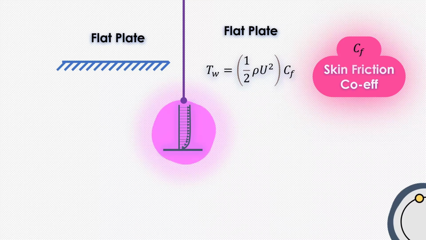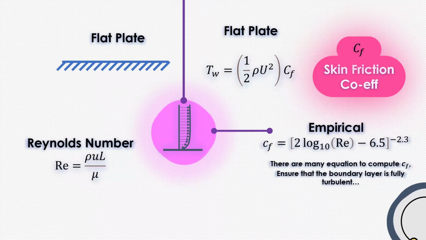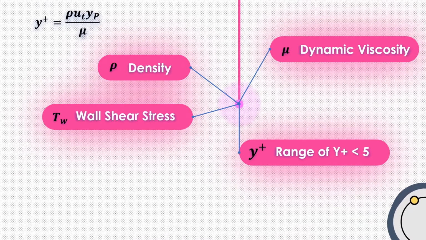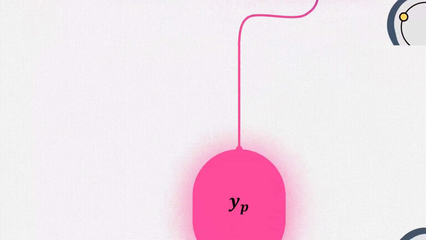The wall shear stress of a flat plate is given by the formula half rho velocity square into skin friction coefficient. The empirical relation of skin friction coefficient of a flat plate is shown. Substitute Reynolds number in this equation, then from this friction coefficient we can find wall shear stress. From wall shear stress we can find frictional velocity. Now we know all the unknowns of the Y plus equation to find YP. Substitute the target Y plus in this equation. We will get YP to set our first cell or mesh height.